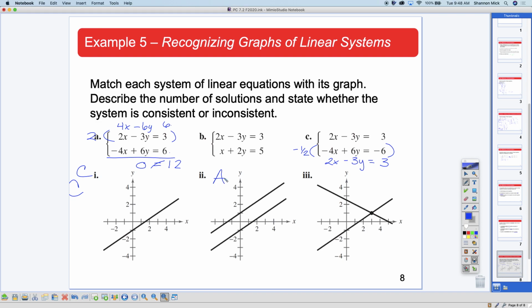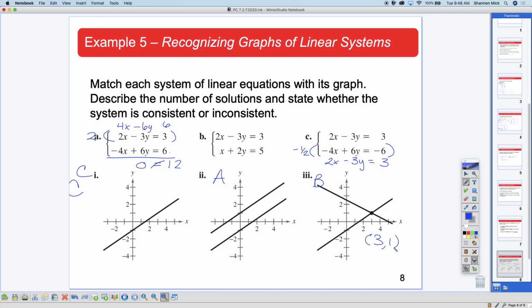Oh, we don't even have to do the other one. But we could, right? And the answer we should get is what? 3, 1. So can we do B? The middle one is no solution. Yes, we can do B.